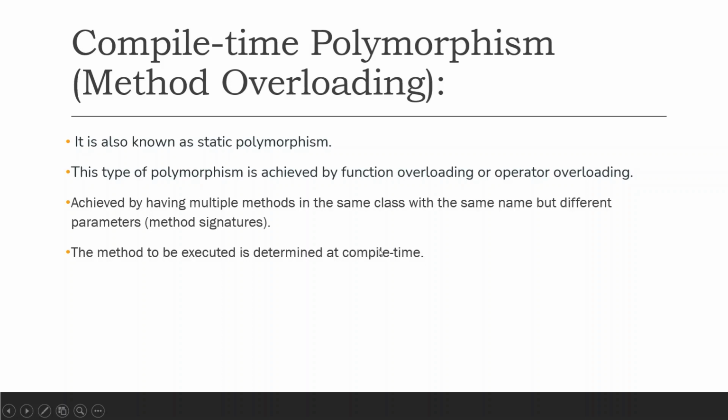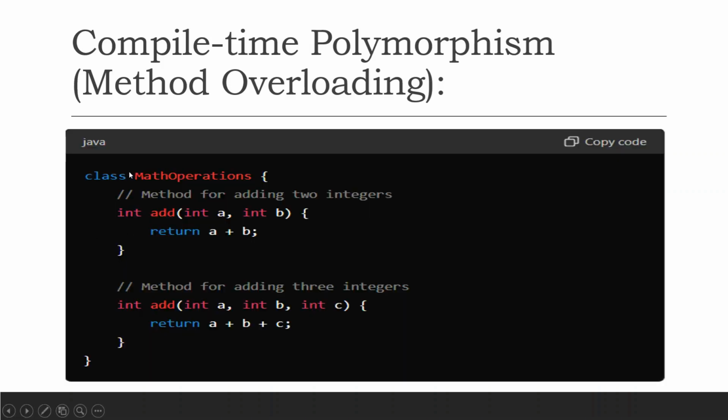Let's take an example of compile time polymorphism, which is method overloading. This is one class, MathOperations. We have one method, add, with two parameters, int a and int b, and we are adding a plus b. In the same class we have the same method, the add method, but with different parameters. Now we have three parameters: int a, int b, and int c.